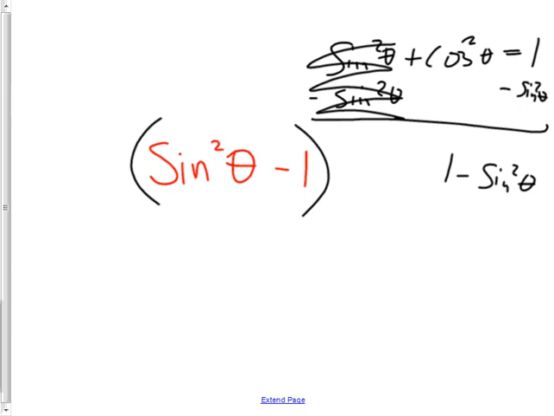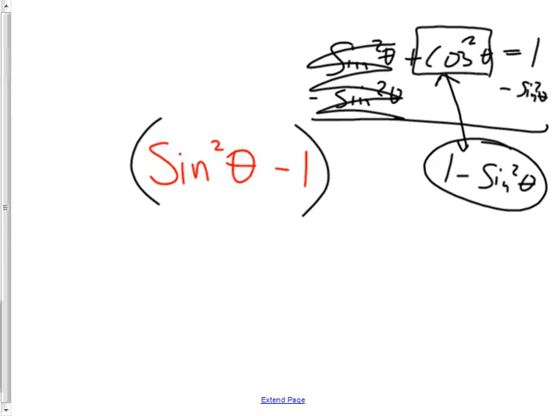Negative cosine squared. If it had been 1 minus sine squared, it's just a direct replacement with cosine squared. They are the same thing. Do you get that? This and this are equal to each other. So, if I want something that's backwards, that's reversed, then I can put in cosine squared, but I have to do something to make it reversed. The opposite of cosine squared.